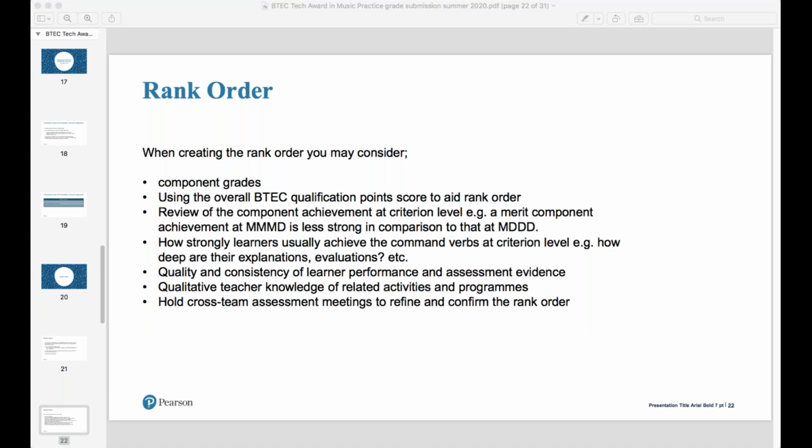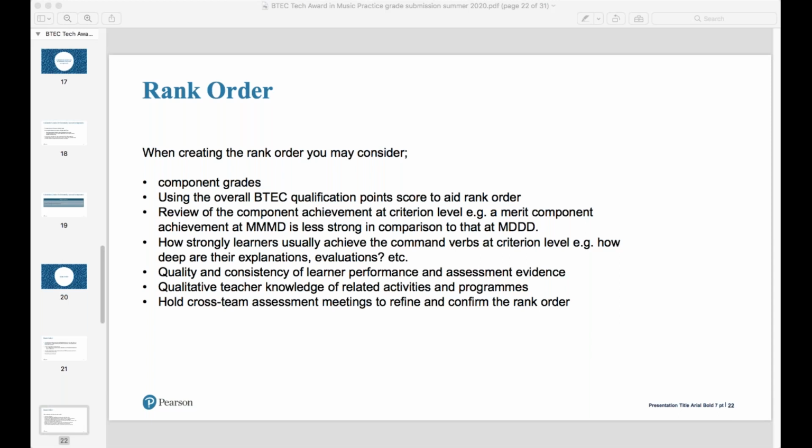When you are creating your rank order, you may want to consider a few things. So initially, component grades. You may want to consider the overall qualification point score. You may want to look at the component achievement at criteria level. So, for example, a component that's achieved a merit using maybe merit distinction across the criteria is less strong in comparison to a learner that's achieved merit distinction. You might want to look at how strongly learners usually achieve the command verbs at criterion level, but also the quality and consistency of their assessment evidence as well.